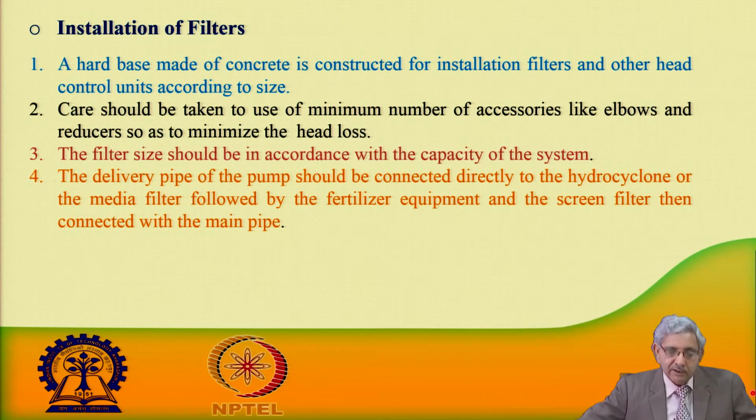The other point is that the delivery pipe of the pump should be connected directly to the hydrocyclone or media filter or sand filter. So, the hydrocyclone filter or the media filter should be connected with the pump. That could be followed by the fertigation unit and then the screen filter, then connected with the main pipeline. This is the layout system, one should make it so that minimum head loss takes place and the entire system can work efficiently.